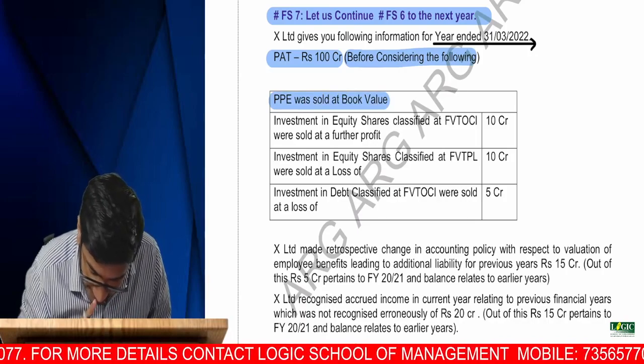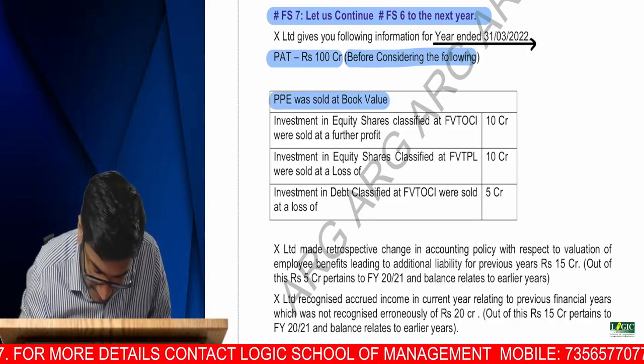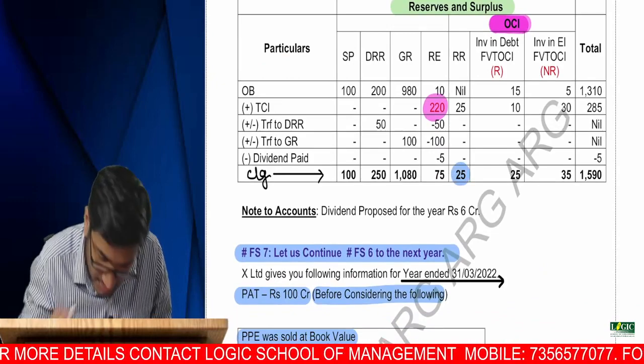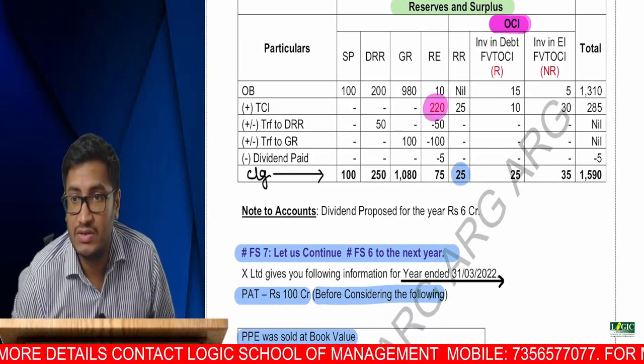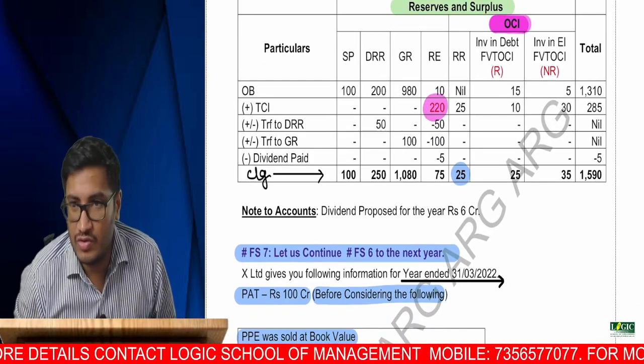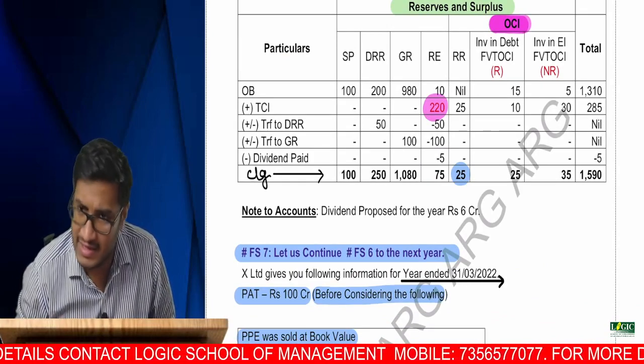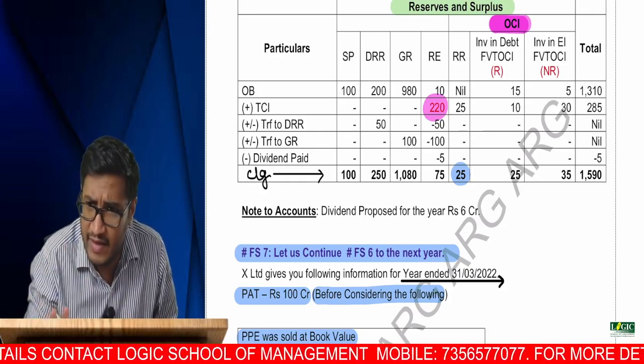PPE sold at book value. Okay. When they say PPE sold at book value, already I think we have a revaluation reserve of how much? So assume that this is the only asset. Just for illustration purposes, assume there is only one PPE in our books, and that is the one that was revalued.